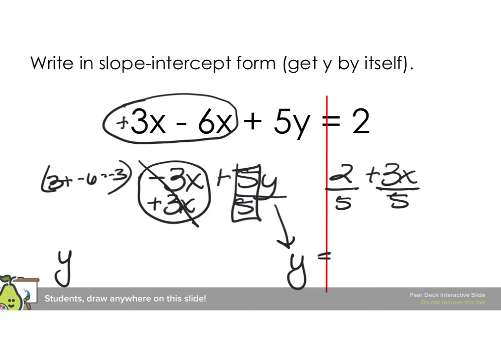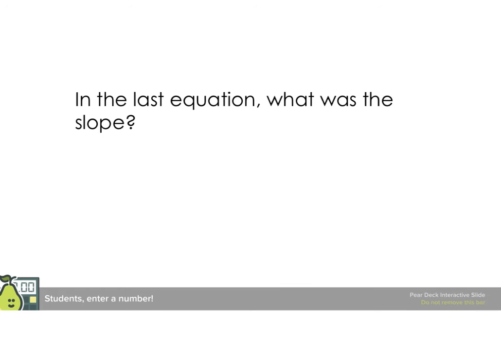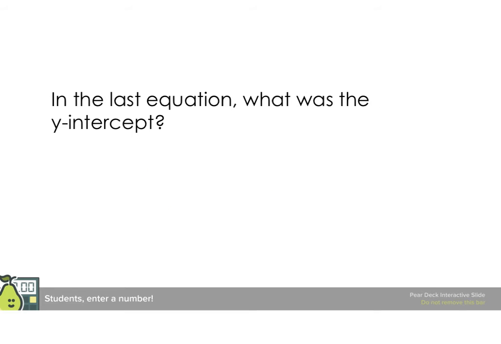And if we just remember, it's y equals mx plus b. So I'm going to put this x value first, and that's going to be 3/5x plus 2/5. Again, slope, intercept. So our slope becomes 3/5, which equals 0.6. And our y-intercept is 2/5, which equals 0.4.